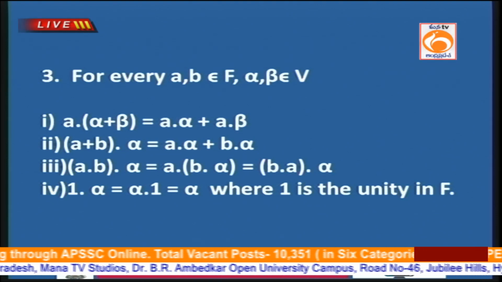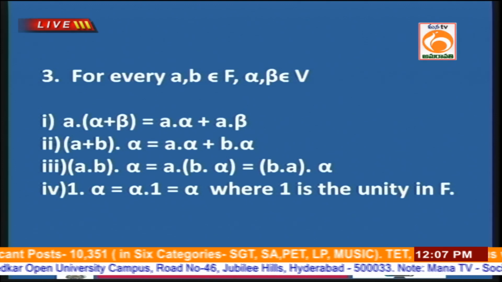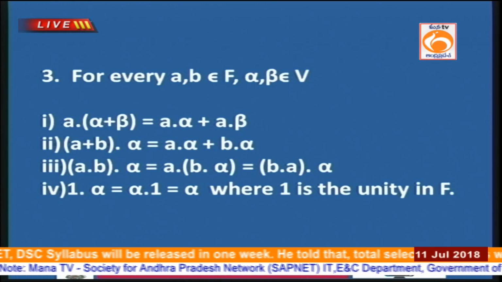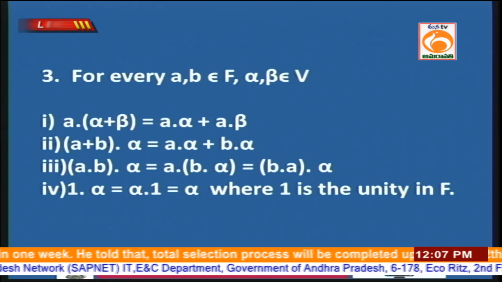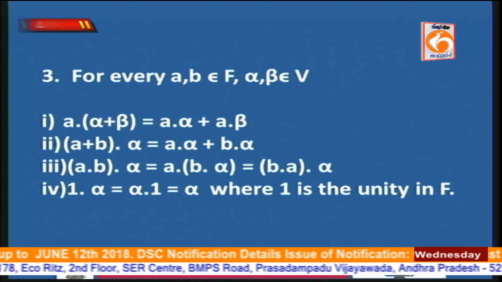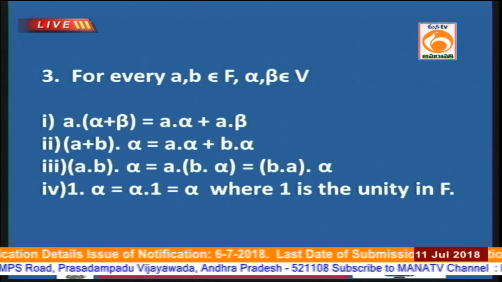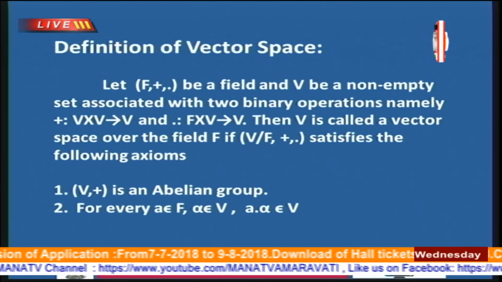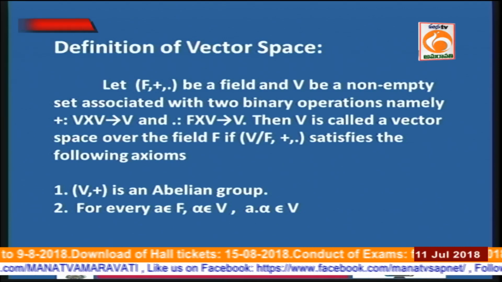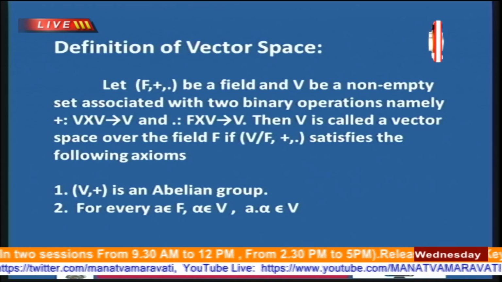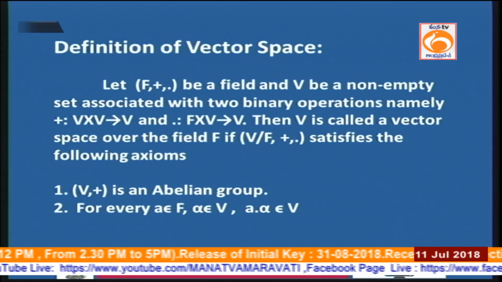Here 1 is the unity in F, because F is a field. So it has unity. Unity is nothing but the multiplicative identity, so that is called unity and it is denoted by 1. When you take the product of 1 and alpha, or alpha and 1, the result should be alpha. Please note that these are the 3 axioms that have to be satisfied by V if it is to be a vector space. Even though there are only 3 axioms, you can see there are more, because the first axiom, that (V, +) is an abelian group, itself has 5 axioms. So, dear students, please remember what the 5 axioms are.